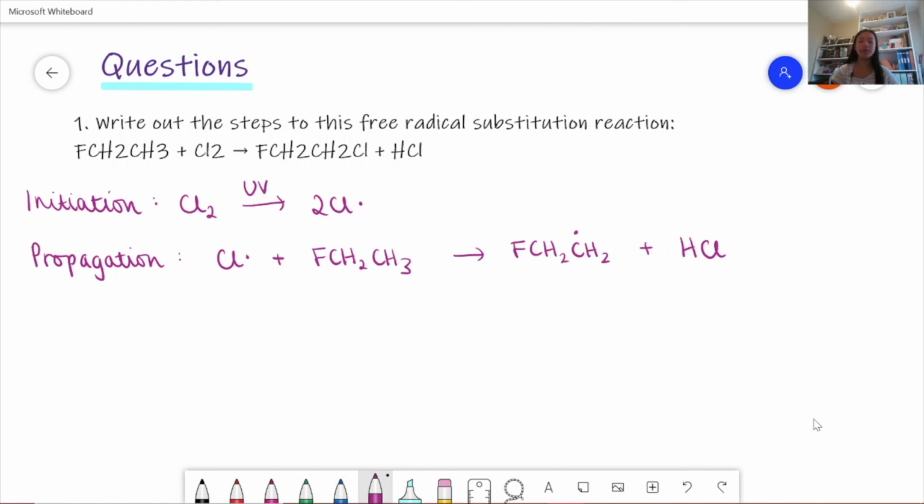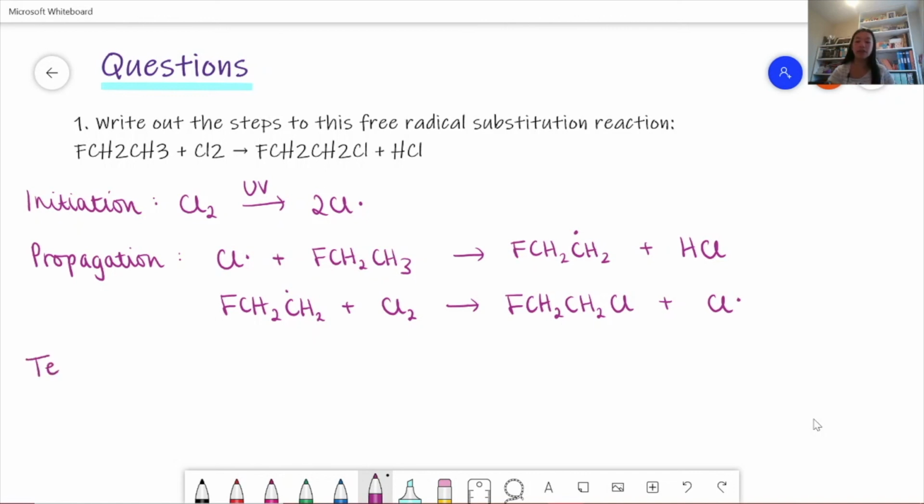And we also form HCl because the chlorine free radical has taken the hydrogen from one of the carbons and reacted with it. And then in the second step, what happens is that the new free radical that we formed reacts with more chlorine, and so this forms the molecule that we're after, so the FCH2CH2Cl. And then what's formed is another chlorine free radical, and this chlorine free radical then goes and does these 2 steps again and again, and so this is the chain part of the chain reaction.